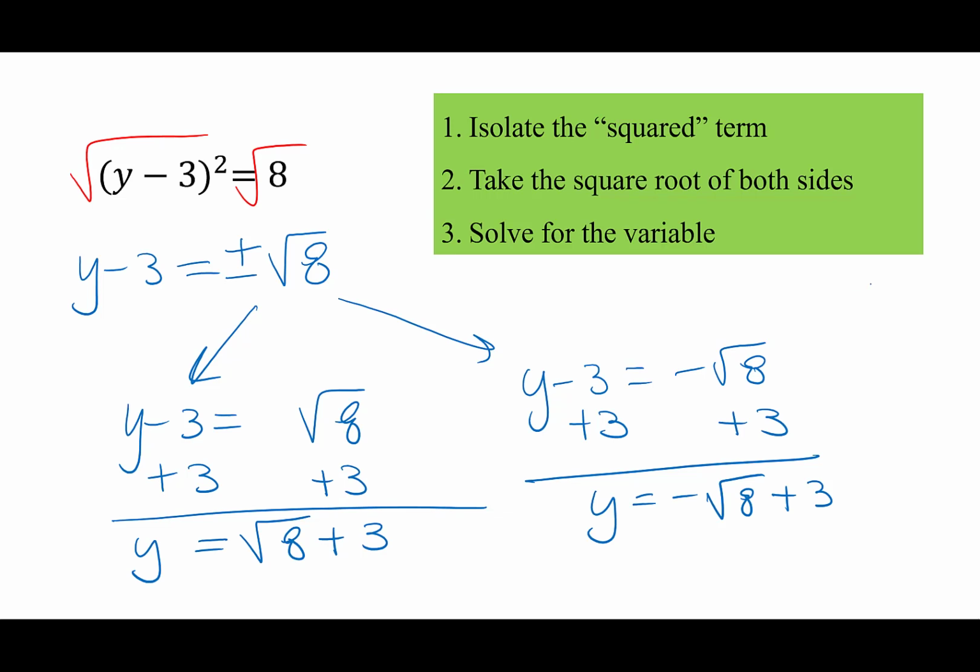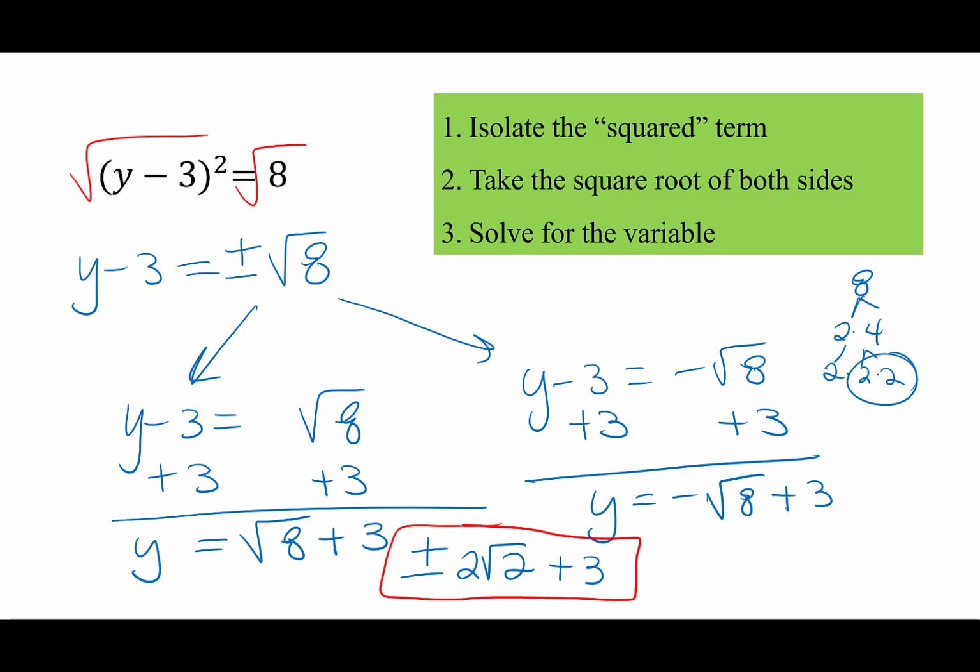Up here in this upper right-hand corner, I'm going to make a factor tree of 8. This is 2 and 4, 2 and 2. So you can see that there's 2 of the same number under 8, so we can simplify it. So the best answer, we could say plus or minus 2 square roots of 2, because that's what the square root of 8 simplifies to be, plus 3. And that would be the correct answer.